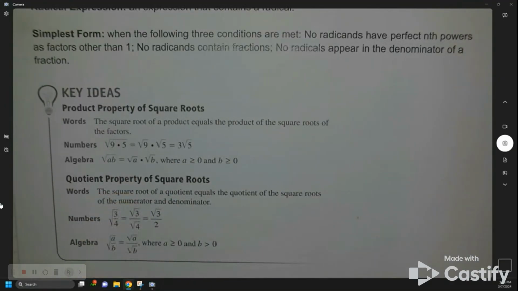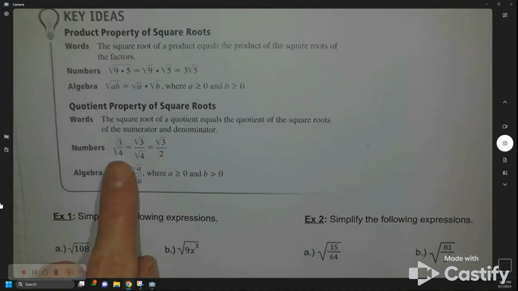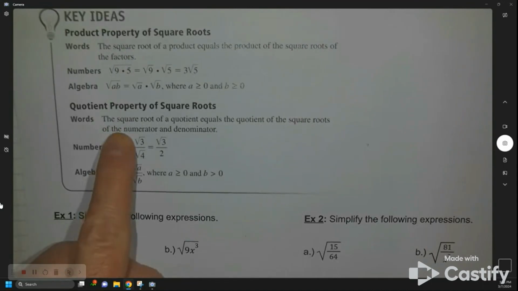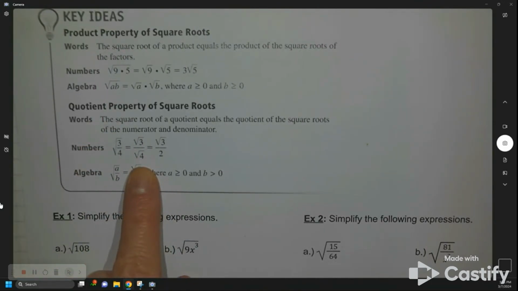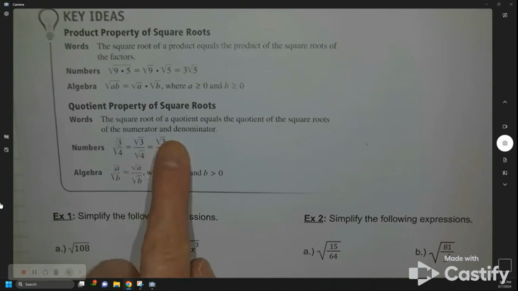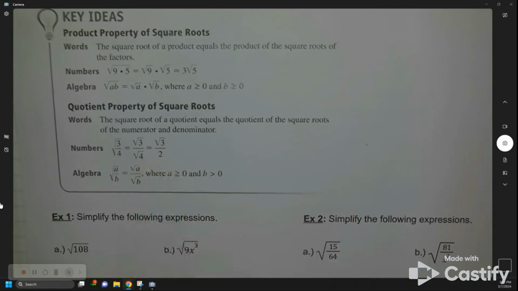For the quotient property of square roots, it says the square root of a quotient equals the quotient of the square roots of the numerator and denominator. So what that is talking about is if you have the square root of 3/4, for example, it's the same thing as the square root of 3 over the square root of 4. Now again, this is helpful to us because in this one, 4 is a perfect square. So in order to simplify this just a little bit more, the square root of 3 can't be simplified, so we leave that the way it is. But the square root of 4 is 2. So square root of 3 over 2 would be the simplified version for that one.